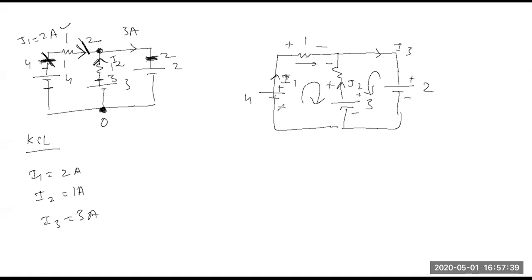Now I'll move in the clockwise direction for loop 1 and anti-clockwise for loop 2. Now loop 1. In loop 1, if I move, I'll get 4 with a plus sign because I'm going from minus to plus. Then I reached this resistance. I'm going from plus to minus now. So I'll write minus I1 into 1. Then I have reached here.